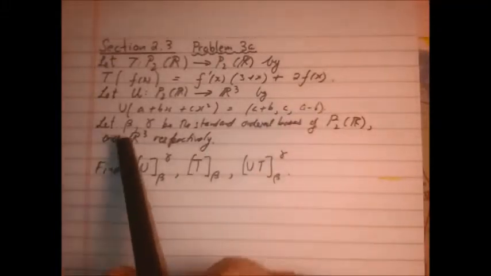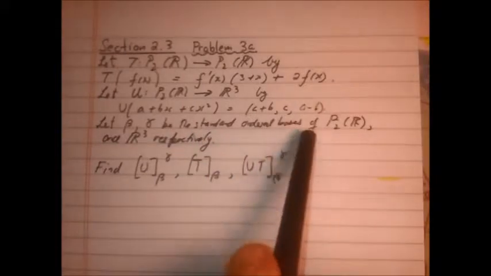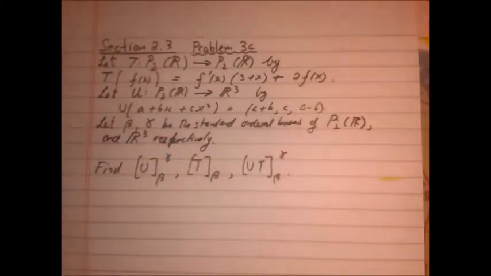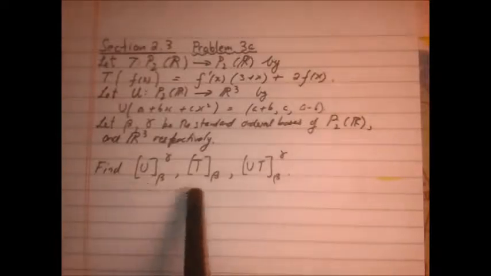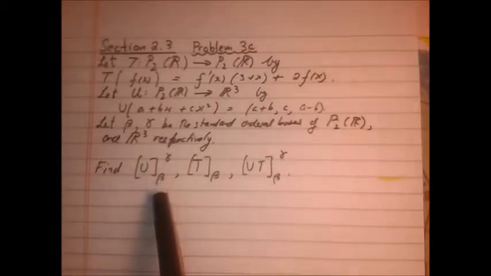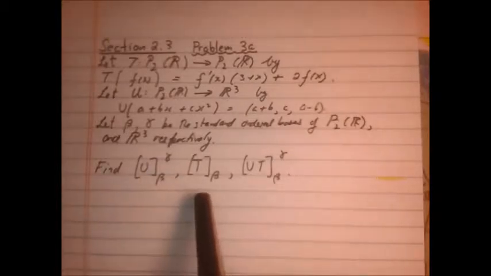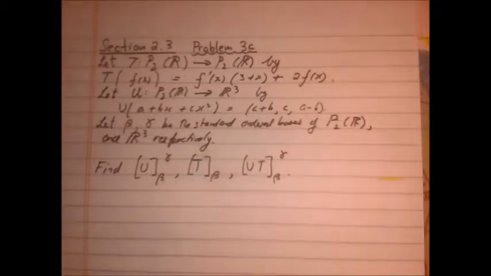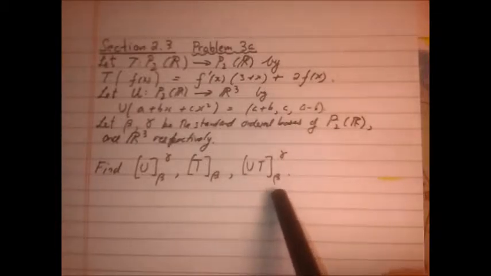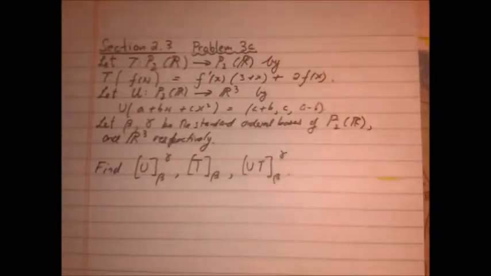Okay, we also let beta and gamma be the standard ordered bases of P2(R) and R3 respectively. The problem is to find these three matrices. The first one is the matrix of the transformation U relative to the bases beta and gamma. The second one is the matrix of T relative to beta and beta. And the third one is the matrix of UT relative to beta and gamma.